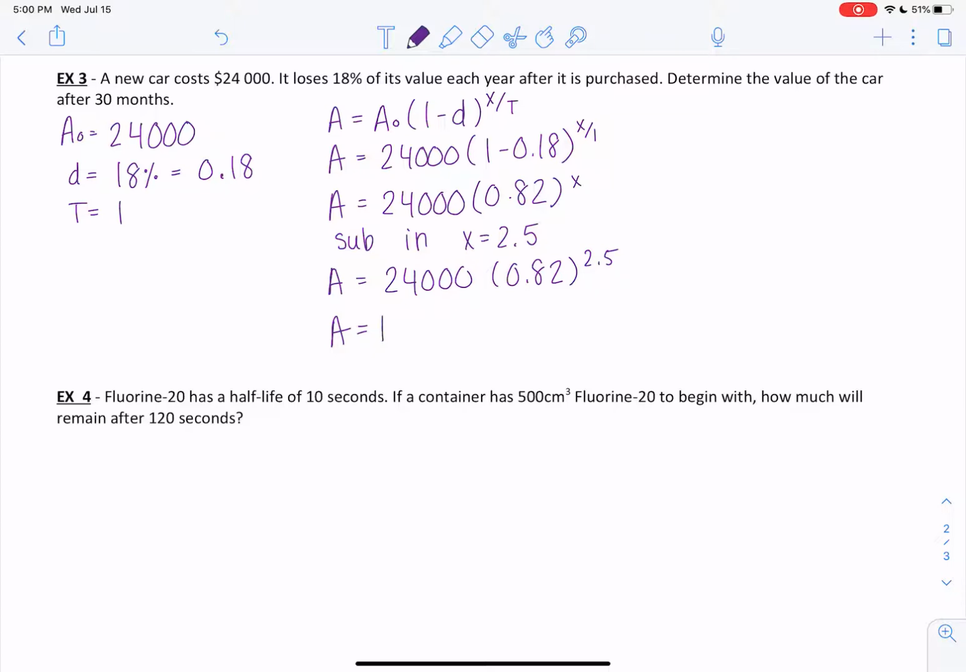And now let's put that into our calculator. And we will have 14,613.22. And again, we need to make sure that we have our therefore statements. So we'll say therefore, the value of the car is $14,613.22.